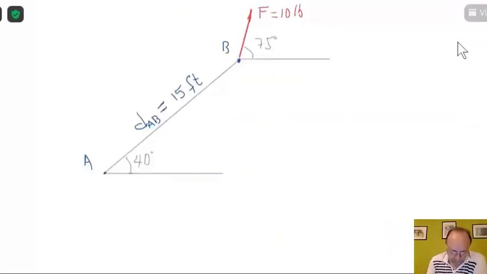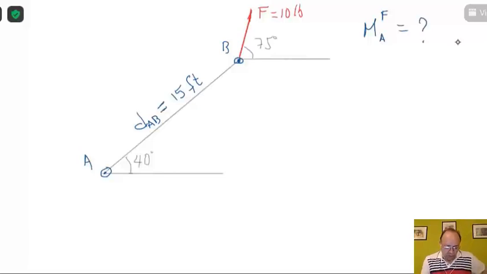Another problem. Let's say we have this construction here. Point A, point B. The force of 10 pounds makes 75 degrees with the horizontal. And the line from A to B forms 40 degrees with the horizontal. We need to calculate the moment of the force F with respect to point A.